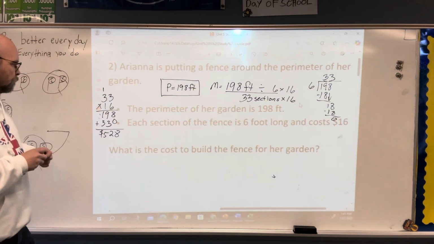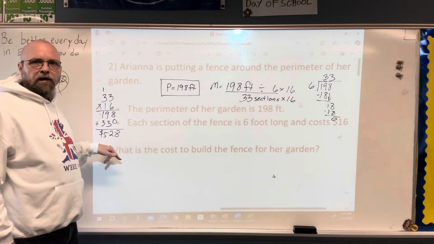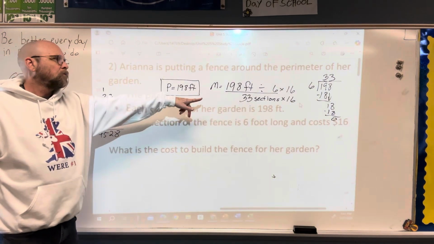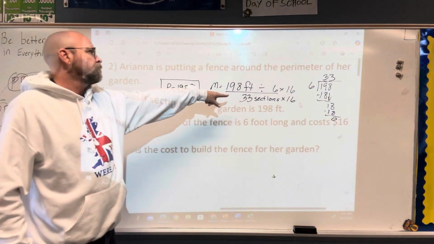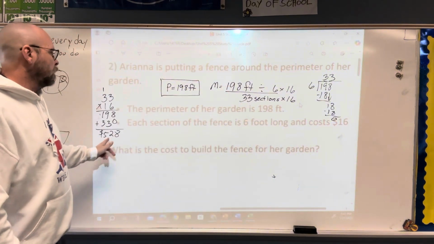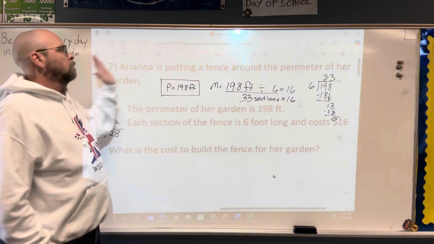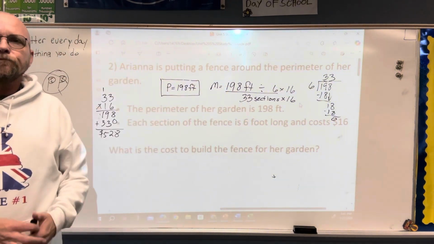So if I did that right, it's going to cost them $528 to get the 33 sections of the fence. So $528 to put the fence around the garden.